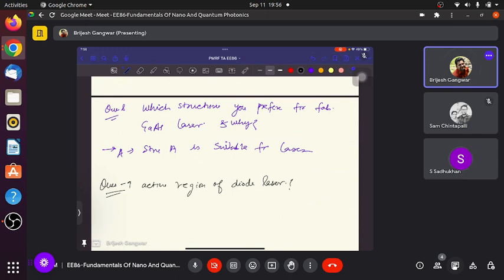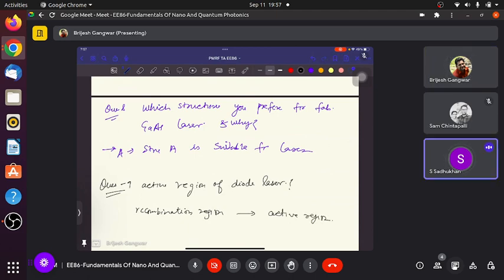So what is the active region? Then you will say the active region is the recombination region, right? Where the carrier recombines, thereby contributing to the useful gain and photon emission, right? So the recombination region is the active region of the diode laser.